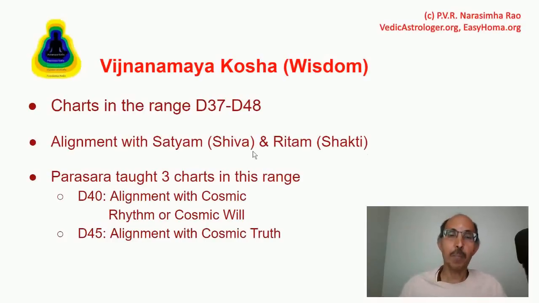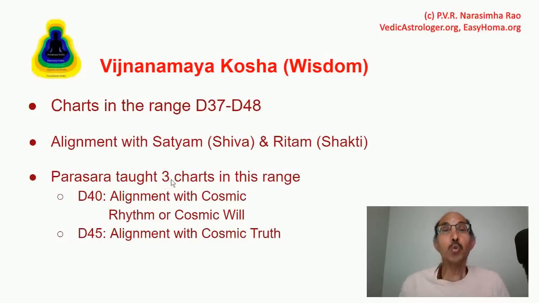This is basically the cosmic potential energy, and this is the cosmic kinetic energy. So this is basically Shiva and this is Shakti, or Purusha and Prakriti. So how we are aligned with the absolute truth and absolute divine rhythm, cosmic will, those are captured by charts, and Parashara taught, there is a typo, this is two charts.